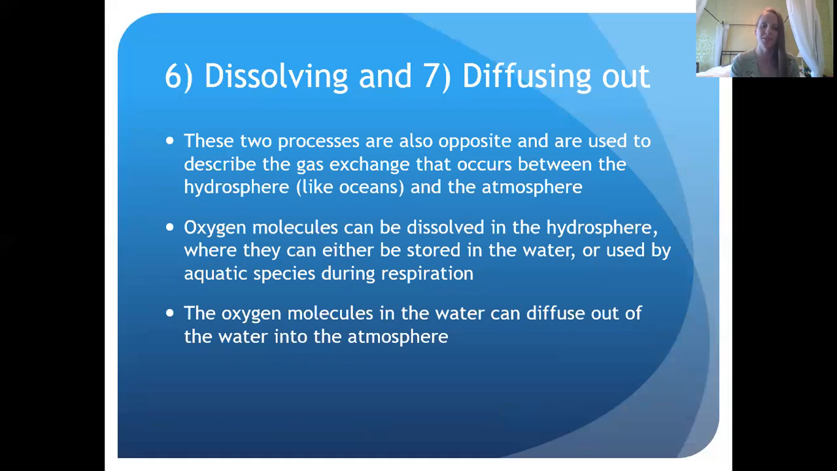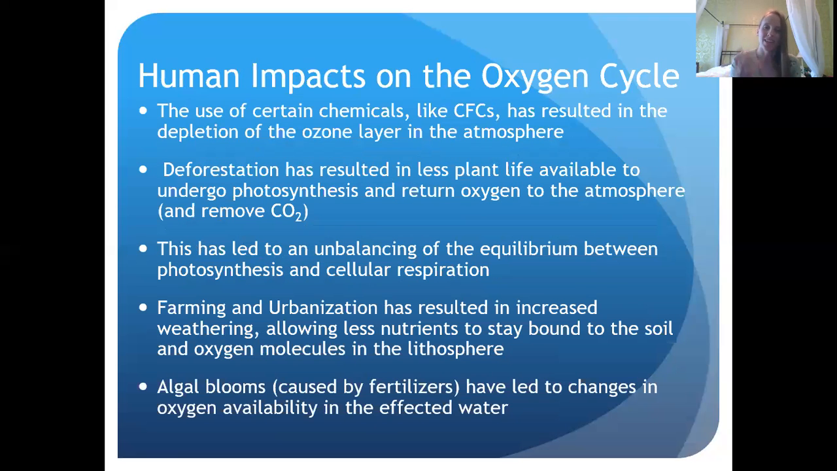And then dissolving and diffusing out are also a pair of opposite reactions, which essentially describe the gas exchange that occurs between the hydrosphere and the atmosphere. So oxygen molecules from the atmosphere are dissolved in the hydrosphere, where they can be stored in the water or used by different aquatic species like fish. And then those oxygen molecules in the water can also diffuse back out to the atmosphere. So essentially, this entire oxygen cycle is a whole bunch of pairs of opposite processes and then photolysis, which doesn't have a pair. So let's look at some of the human impacts on this.